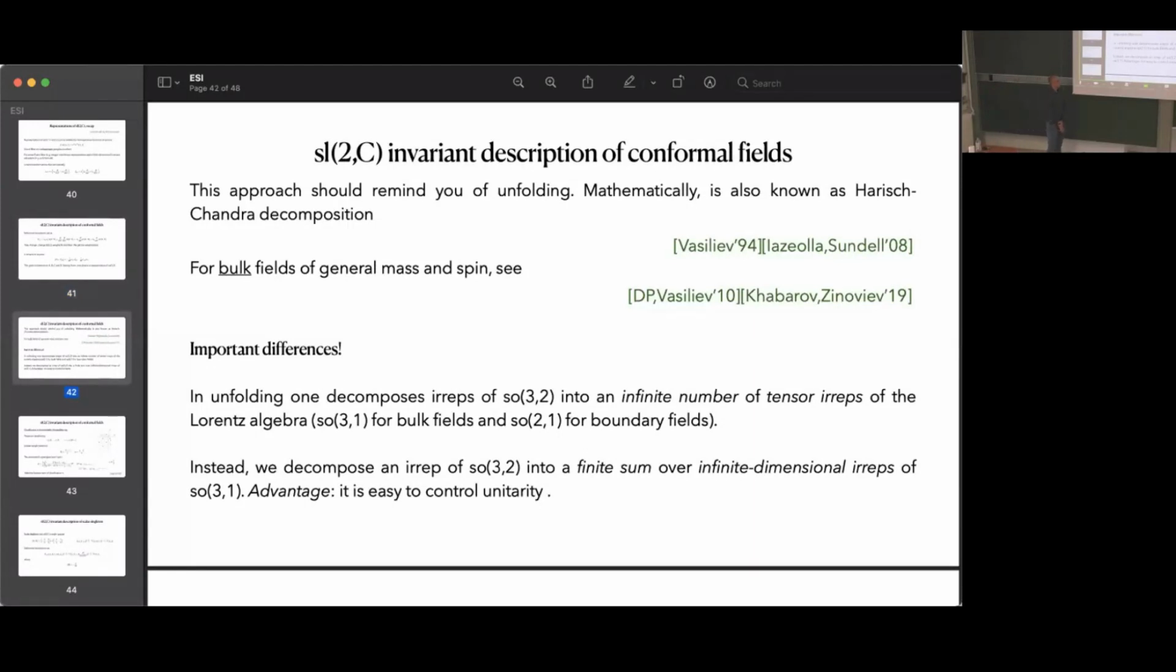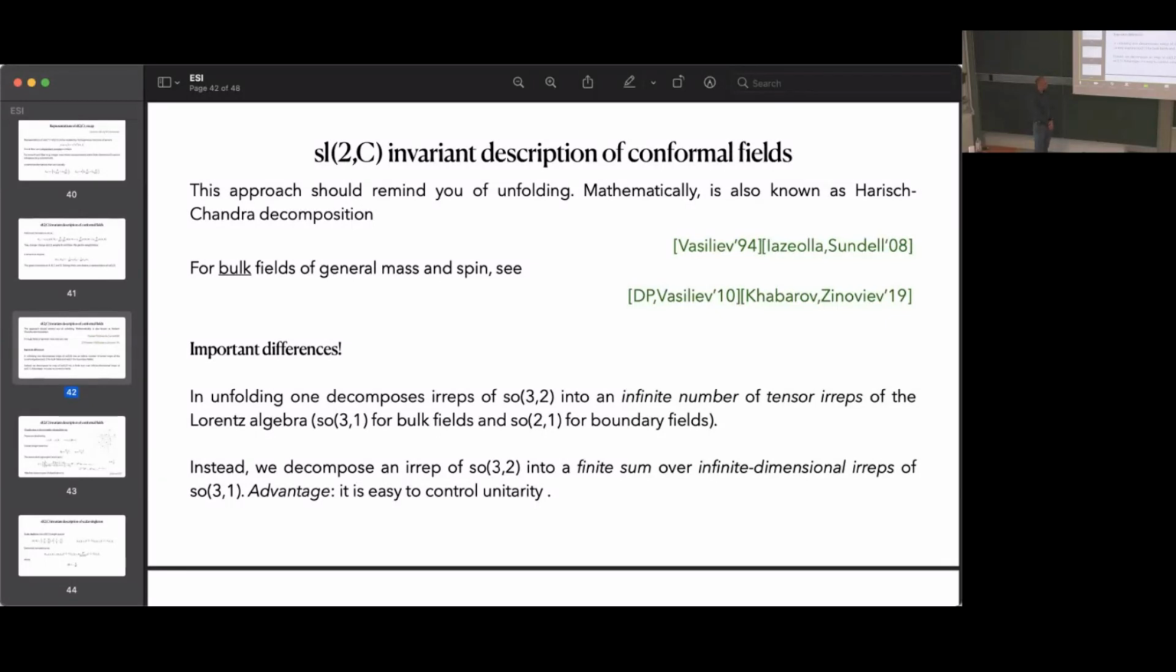Okay, for those of you who are familiar with unfolding, it might seem similar, and indeed it's very similar. So here I just want to stress the differences. The important difference is the following. In the unfolding, what one does is you start from some infinite dimensional representation that you are interested in, let's say of the Poincare algebra or of the isometry algebra, and then you decompose it into infinitely many finite dimensional representations, so into infinitely many Lorentz tensors. That's what you usually do in unfolding.